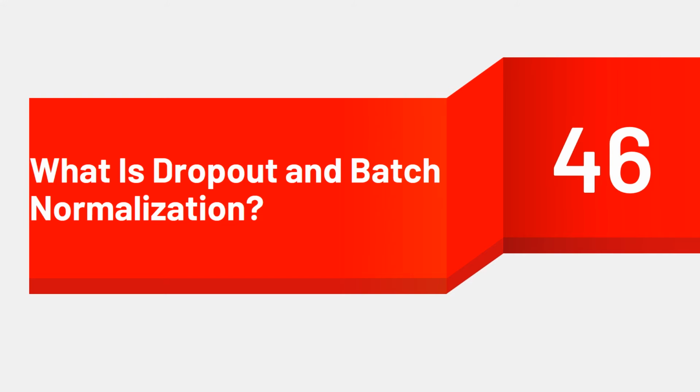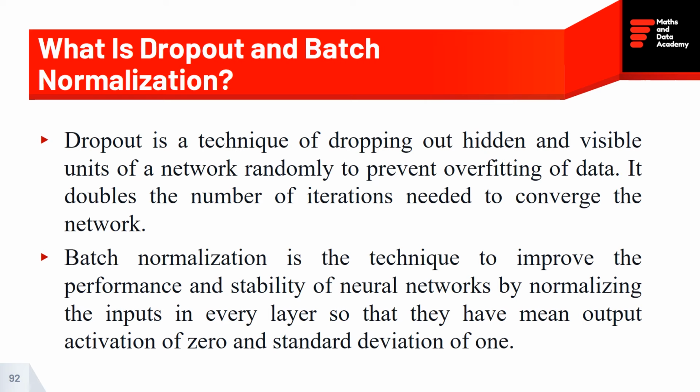What is dropout and batch normalization? Dropout is a technique of dropping out hidden and visible units of a network randomly to prevent overfitting of data. It doubles the number of iterations needed to converge the network. Batch normalization is the technique to improve the performance and stability of neural networks by normalizing the inputs in every layer so that they have mean output activation of 0 and a standard deviation of 1.